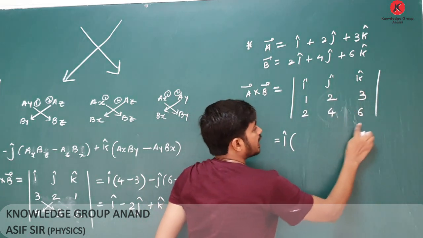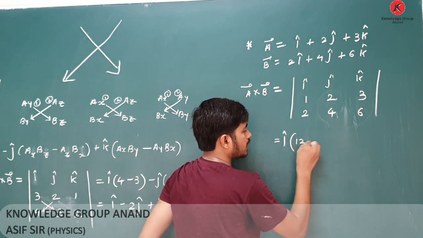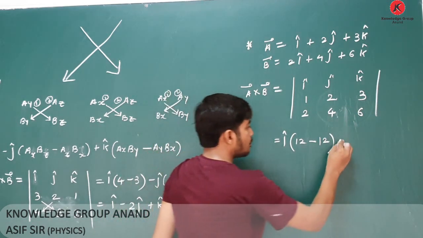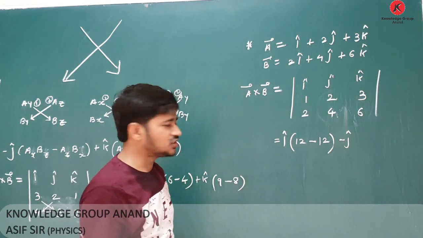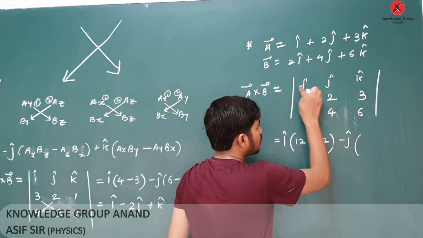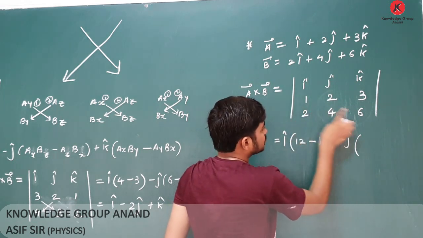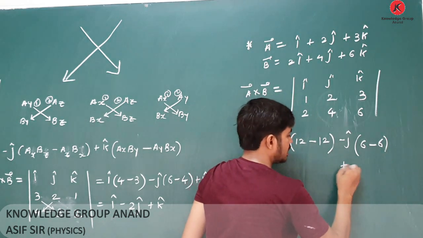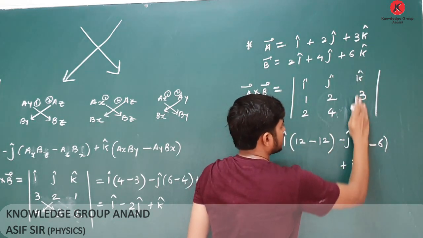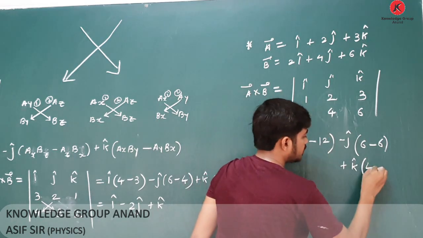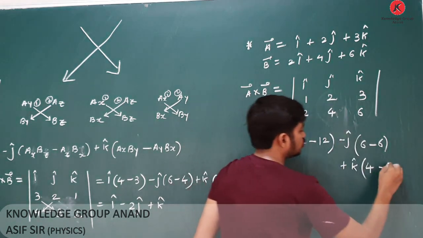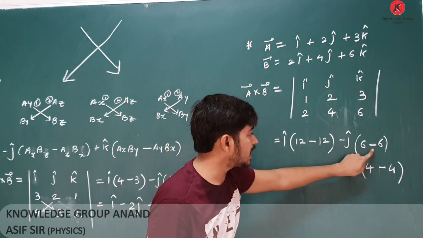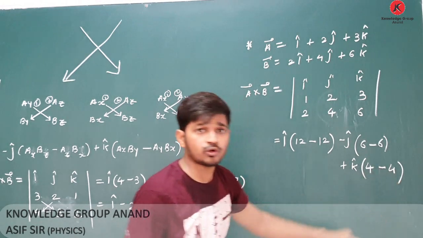Then these are 4 elements. 2 into 6, it is 12. Minus 3 into 4, it is also 12. Clear about this? Minus j caret. Then you have to hide this column and row. Then 1 into 6, 6. 3 into 2, it is 6. Clear about this? Then here it is plus k caret. For plus k caret, this column, this row. Then 1 into 4, it is 4. Minus 2 into 2, it is 4. Clear? 12 minus 12, 0. 6 minus 6, 0. 4 minus 4, 0.